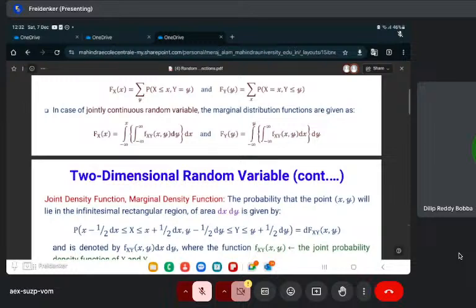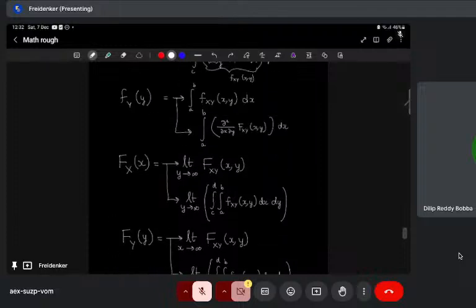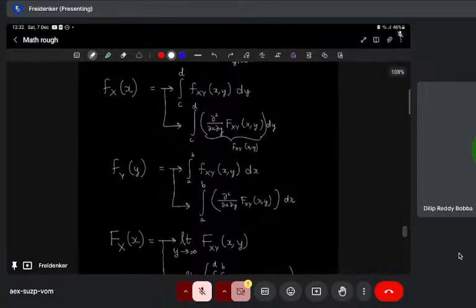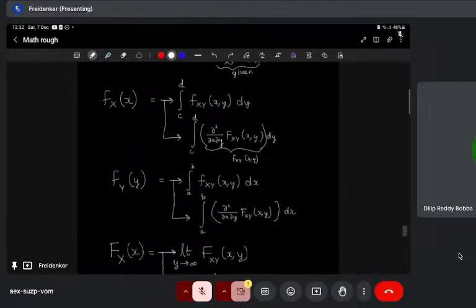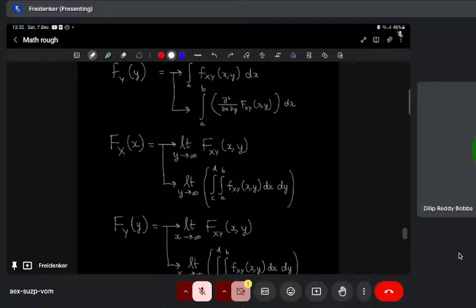I think we made an error somewhere. Let me see. The marginal PDF of X, you integrate across Y. Fine. This is also fine. The marginal PDF of Y will also be fine. Now the CDF of X.